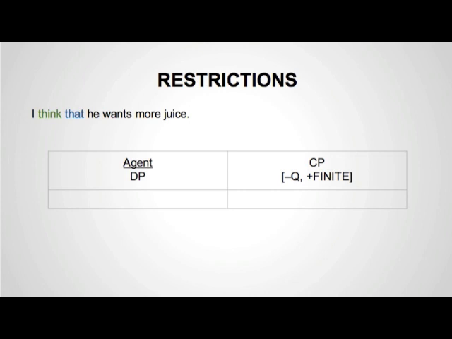It's the subject, I. And that the complement be a CP. And in this case, it's not an interrogative. It is a finite clause. So he wants more juice is finite. And then we're going to index them. So there's the agent. And there's the CP, that he wants more juice.